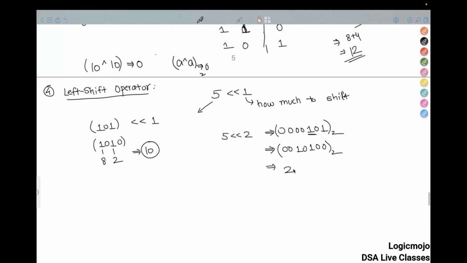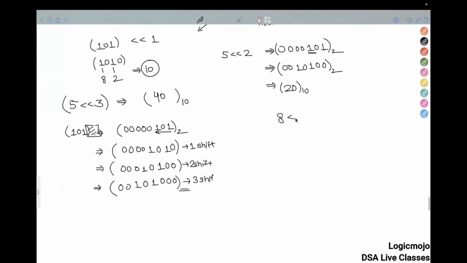Now this is actually 20. So can you do one thing? Shift 5 by 3 bits to the left, and tell me the final value that you will get, the decimal value. Just think about the binary conversion and then do it. Can you do 8 and do the bit shift of 2 and tell me the final result, everyone? So you can do the binary conversion and just convert it. So you will get 32 here.